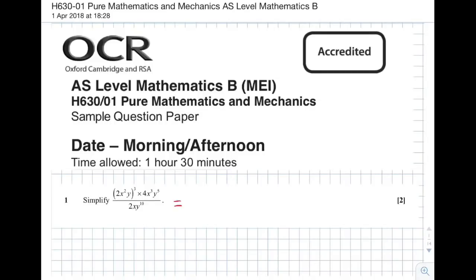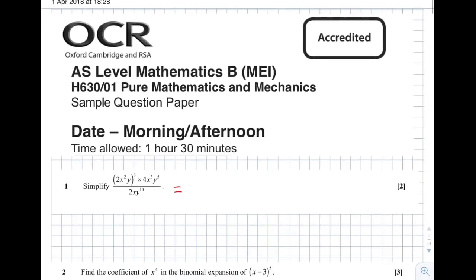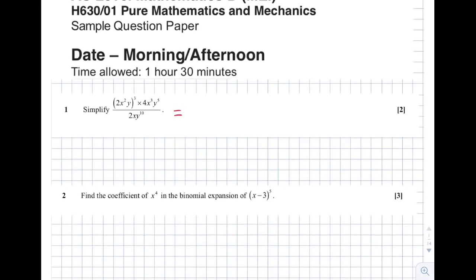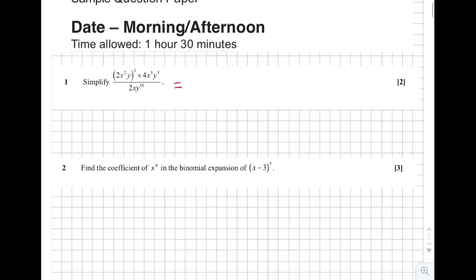Right, hello. So today I'm going to be looking through one of the sample papers for the MEI, the new A level, and this is the maths and mechanics paper. So there's going to be two AS level papers. One's going to be maths and mechanics, and one's maths and statistics. And at the moment, this is one of the only papers we've already got to give us an idea of what the new A level is going to look like.